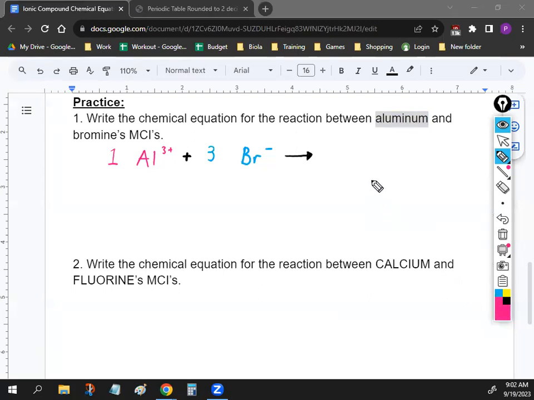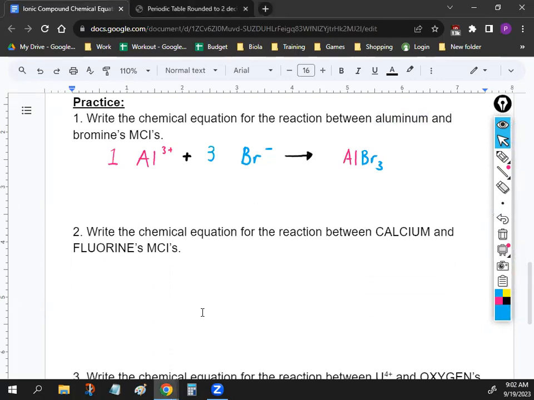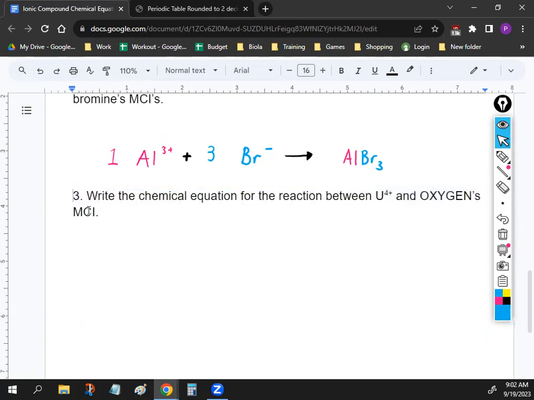All right. And then for the right side of the arrow, all we need to do is write Al, and we're combining it with Br. So AlBr3. Your answer should look exactly like that. If there's anything different, you did something wrong. All the numbers, all the ions, they need to be in those exact spots. Okay. Any questions about that one?